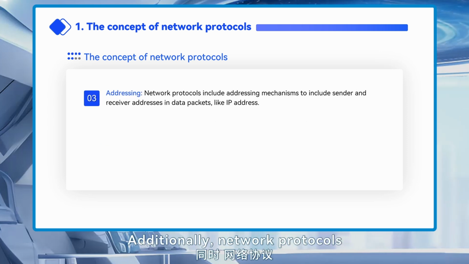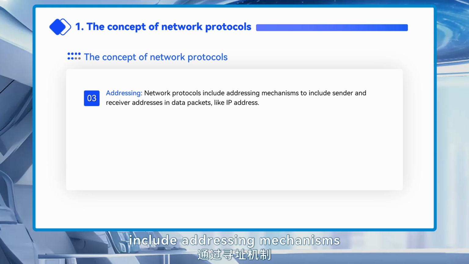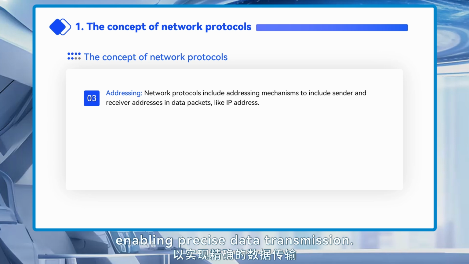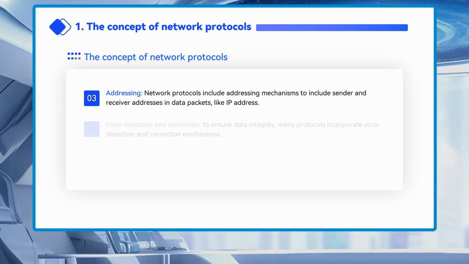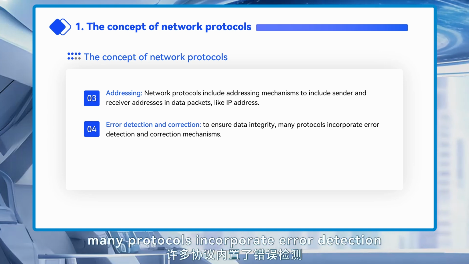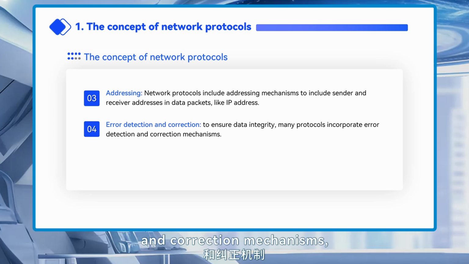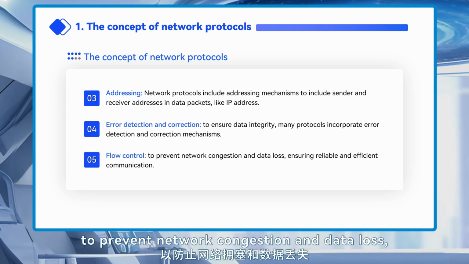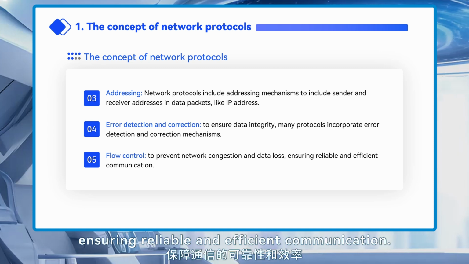Additionally, network protocols include addressing mechanisms to include sender and receiver IP addresses in data packets, enabling precise data transmission. Moreover, to ensure data integrity, many protocols incorporate error detection and correction mechanisms, as well as flow control features to prevent network congestion and data loss, ensuring reliable and efficient communication.